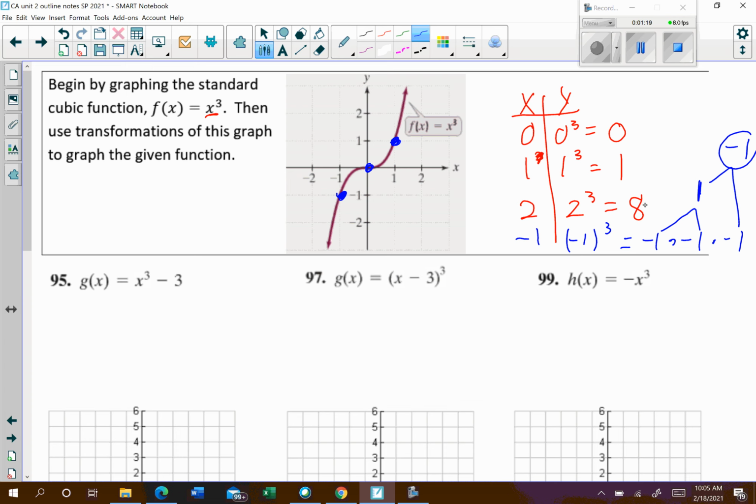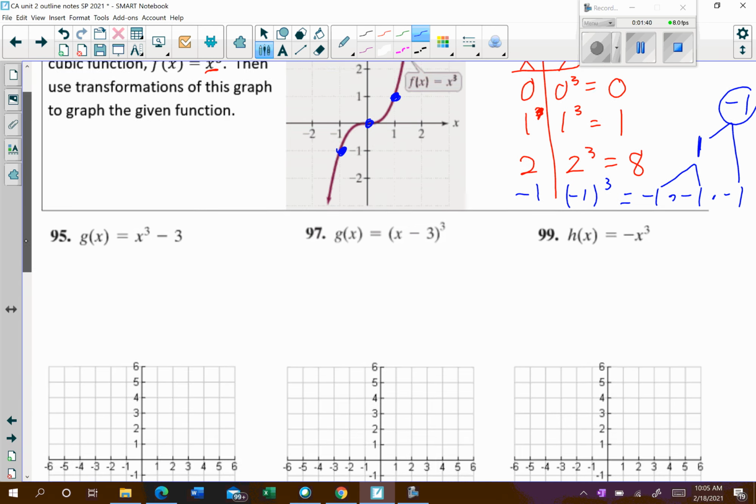But I just wanted you to see how fast it accelerates once you go past that. So once you go to 2, it jumps all the way to 8. Or negative 2 would jump all the way to negative 8. All right, but we're just going to use those three key points to move it around and then just kind of do a rough sketch here. So the transformations, the rules still stay the same on how that works.